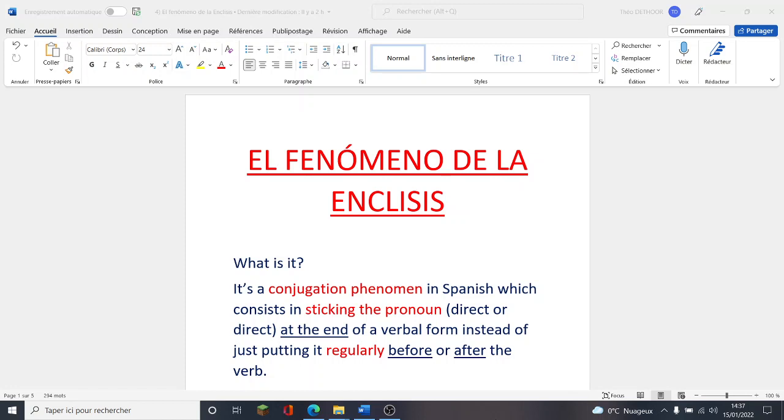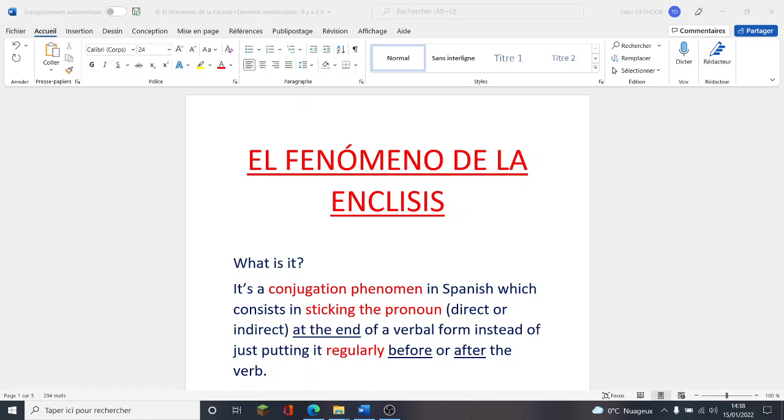First of all, what is this phenomenon? It's a conjugation phenomenon in Spanish, which consists in sticking the pronoun, so basically a normal or regular pronoun that you have in a sentence, whether it's direct or indirect, there's no difference between the two. It's the fact that you need to stick the pronoun at the end of the verbal form instead of just putting it regularly before or after the verb, as you would do in English, for example.